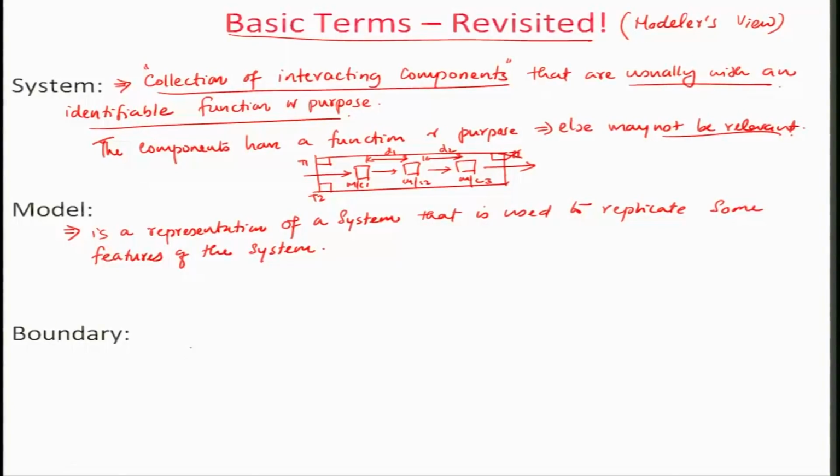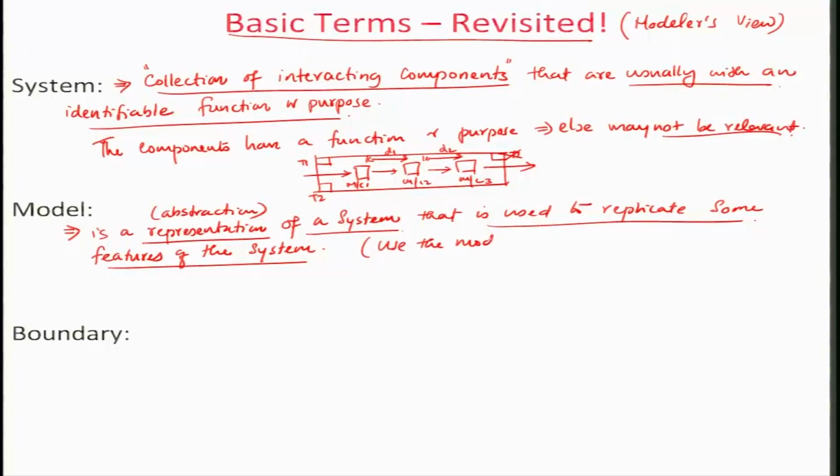Okay. So, what is a model in this case? It is a representation, or it is an abstraction. Some people call it an abstraction, but let us call it a representation of a system that is used. Why do you build a model? Because you want to use that model to replicate some features of the system. Another way is to use the model to study the system. Okay. That is what we talk about as a model in this regard.